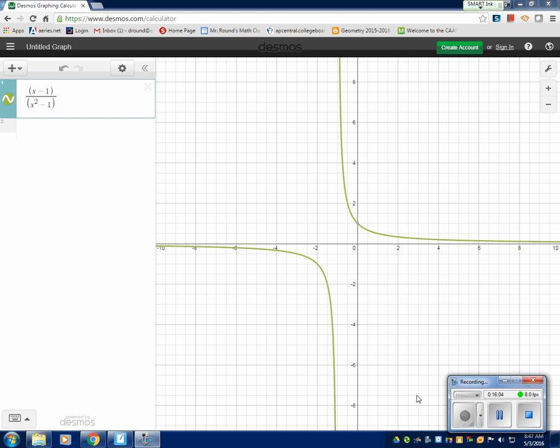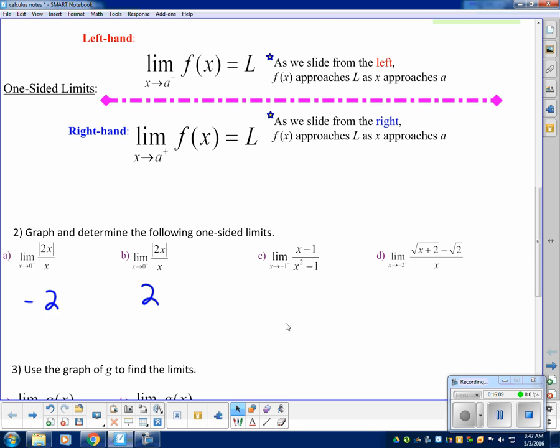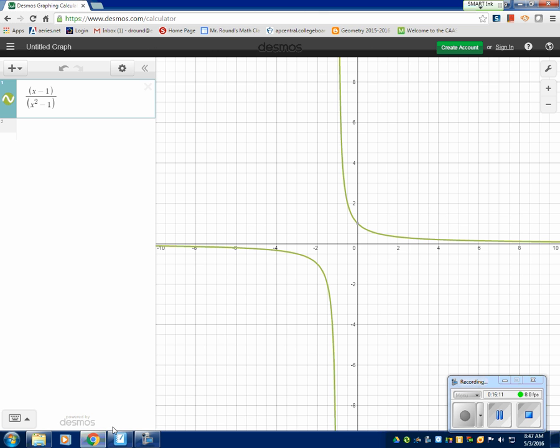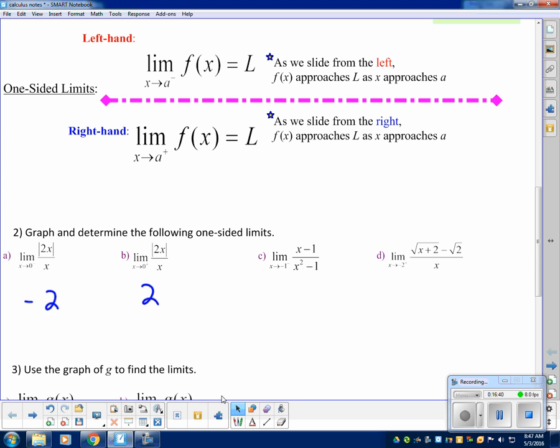So on this one, I'm asking for the limit as x approaches negative 1 from the left. So as I come into negative 1, I'm approaching from the left here. Where is this function headed? South. Right on down to negative infinity. And so you would just write that, negative infinity. It's not that negative infinity is a number, that's just where it's approaching. So we're going to write that in. This one heads towards negative infinity.